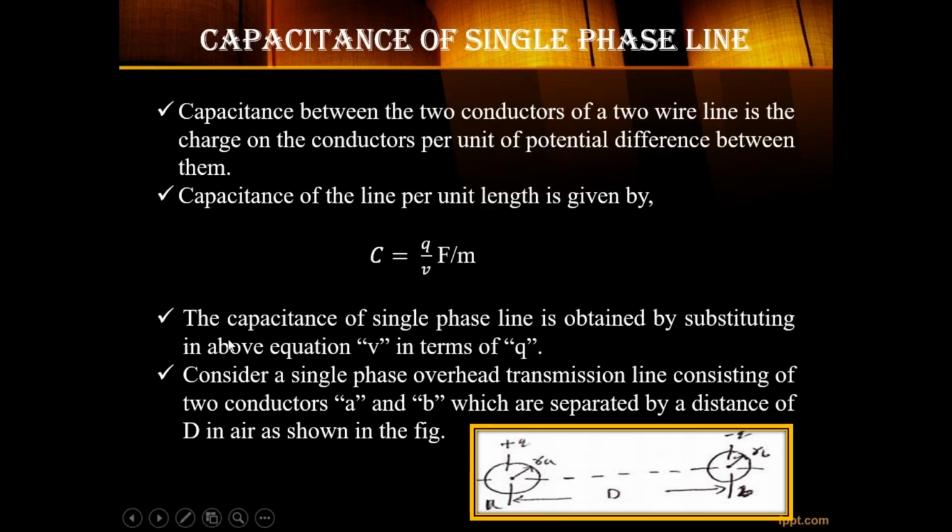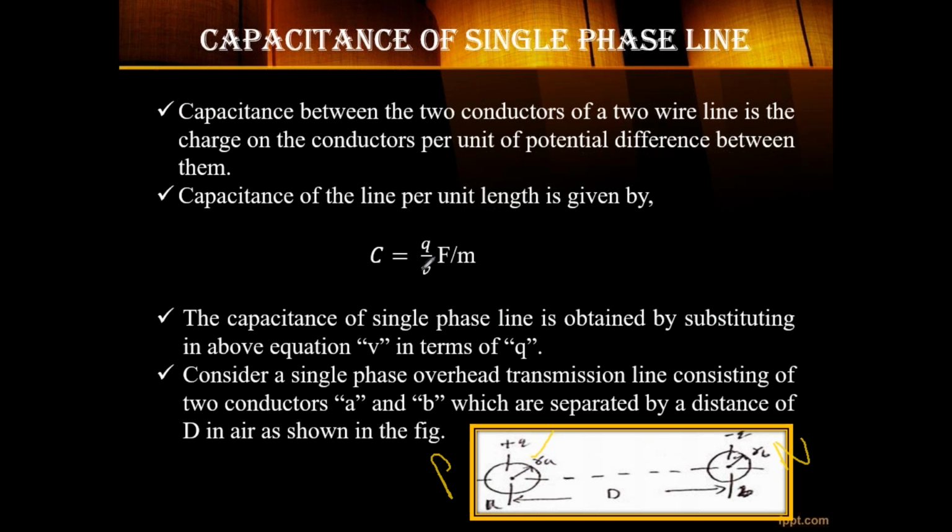A single phase line consists of two conductors, one is phase and the other is neutral. Here I am considering two conductors, phase and neutral, separated by a distance D, named A and B. Conductor A has radius RA and conductor B has radius RB. Conductor A will have positive charges and conductor B will have negative charges. To find the total capacitance, we need to consider both the positive charges as well as the negative charges.